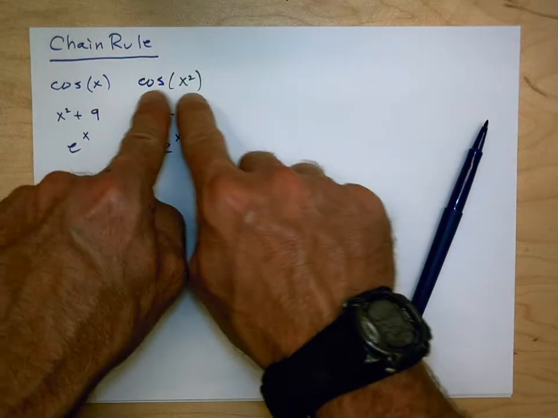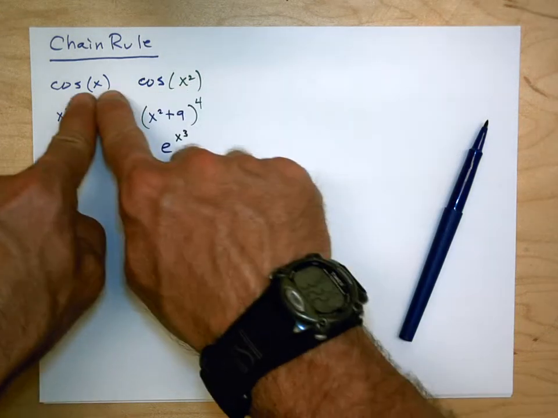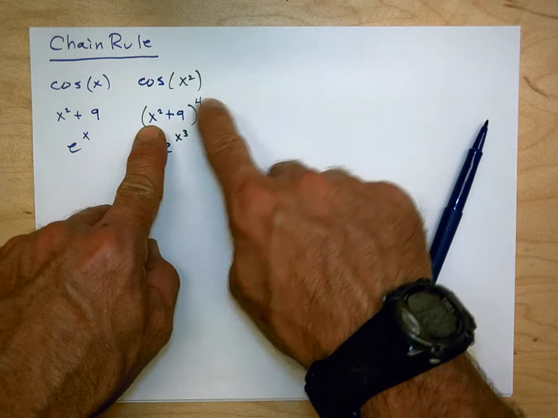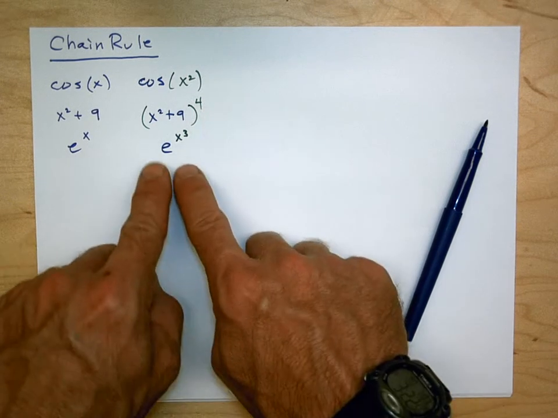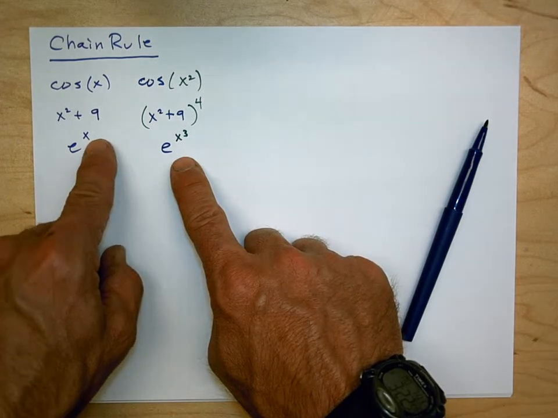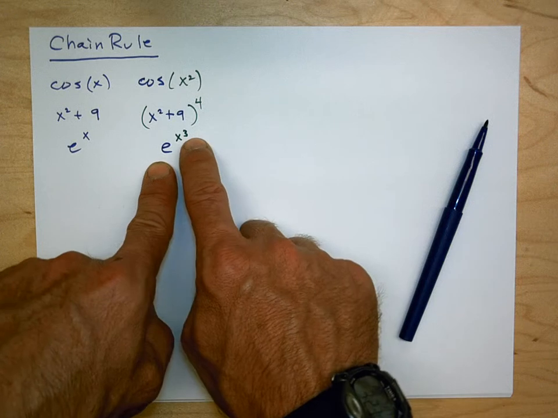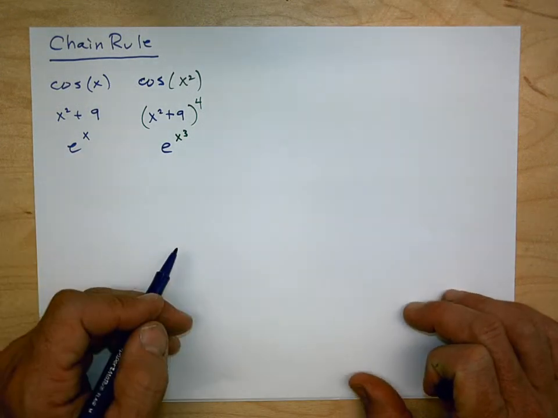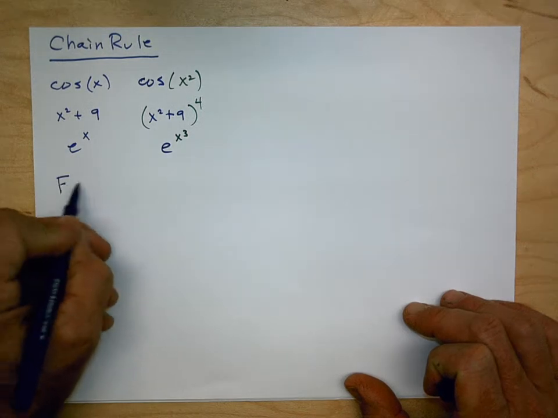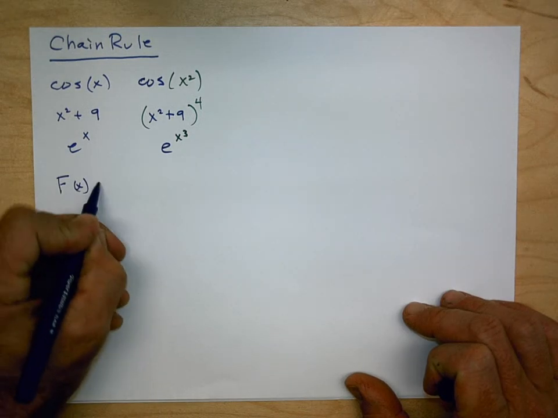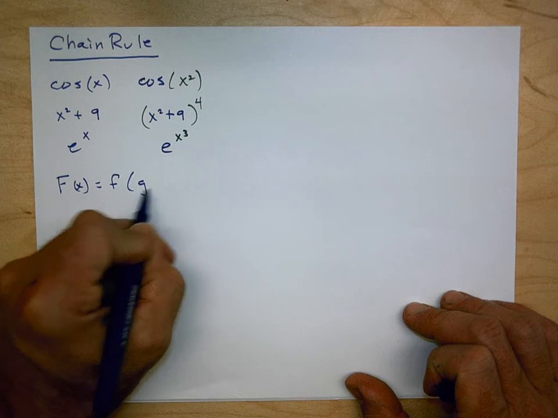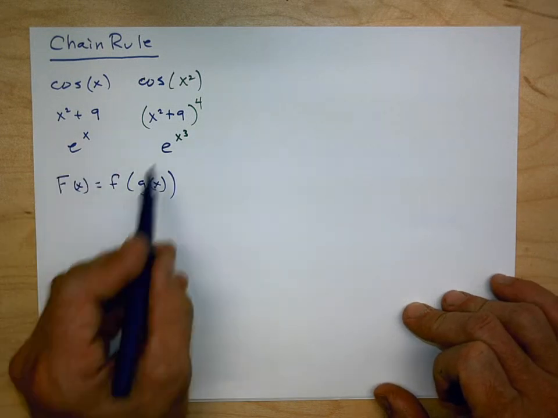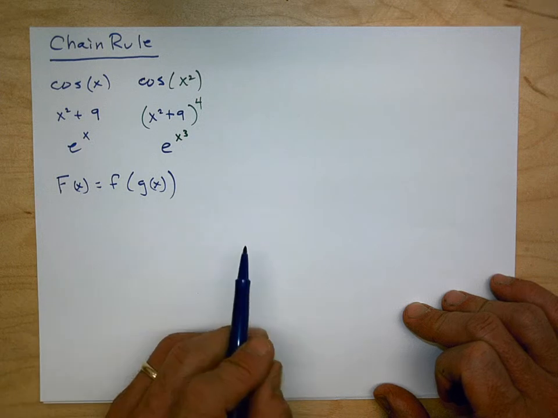All right. So what we're finding here is a composition of functions. We're doing cosine of x squared as opposed to just cosine of x. Or we're taking x squared plus 9 and raising it to the fourth power. Or instead of raising e to the x, we're raising e to the x cubed. So we have an inside and an outside function here, and they're all of the form f of g of x, where you have an inside and an outside function. So very briefly, let's discuss what would be our inside and our outside function here.